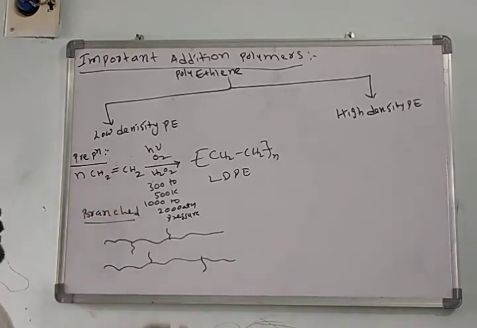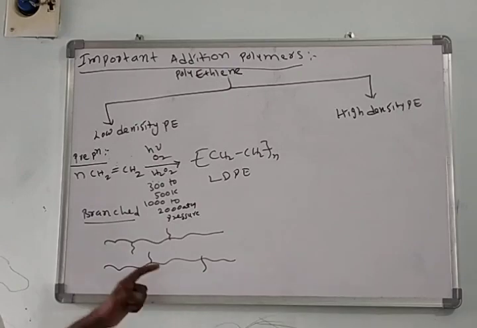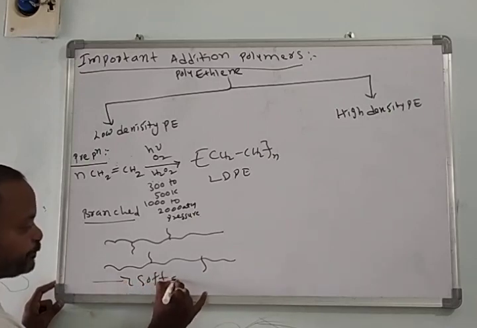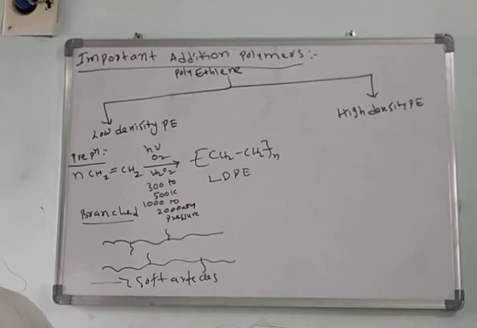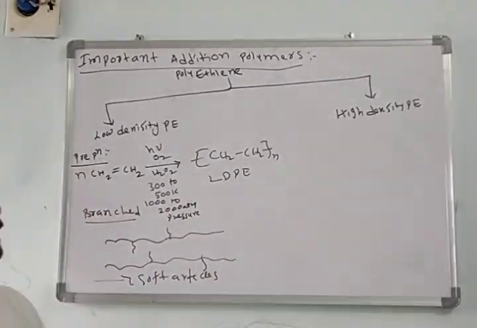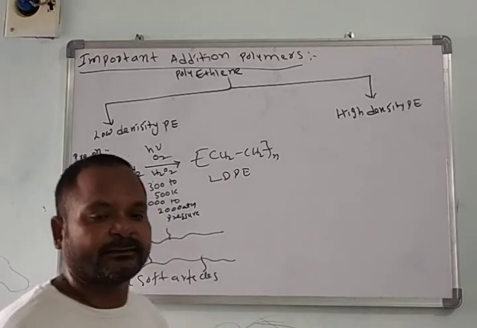What are the important points? How we prepare low density polyethylene, and what is its structure. It is used for the preparation of soft articles: soft toys, balloons, rubbers, gaskets. Those are prepared by using low density polyethylene. Polythene covers are all prepared using this low density polyethylene.